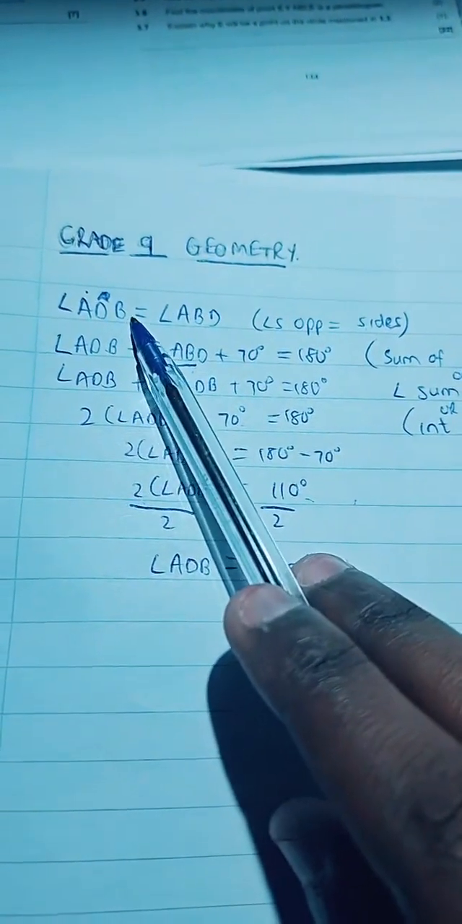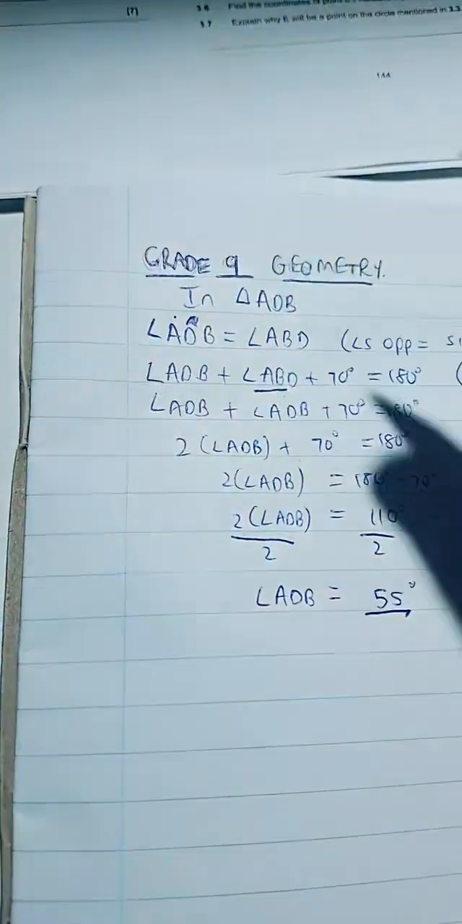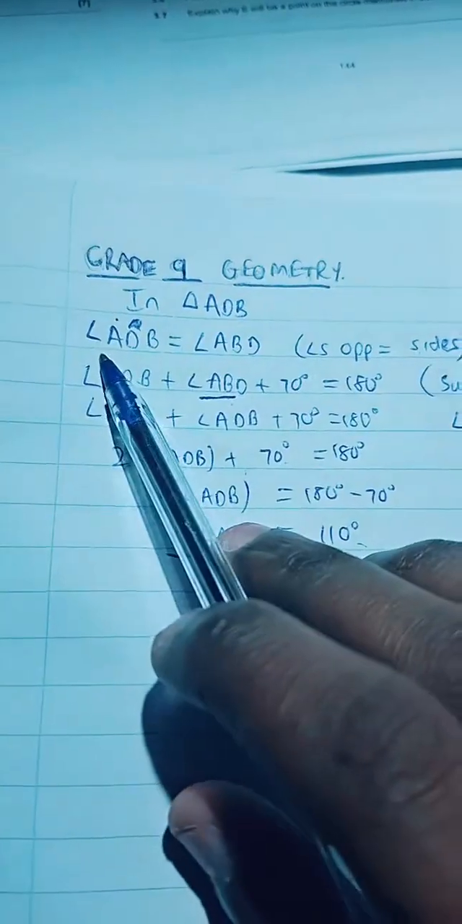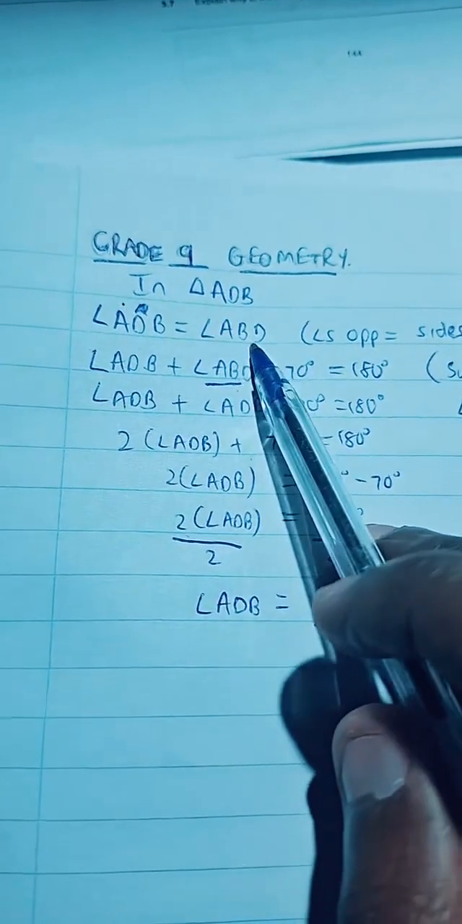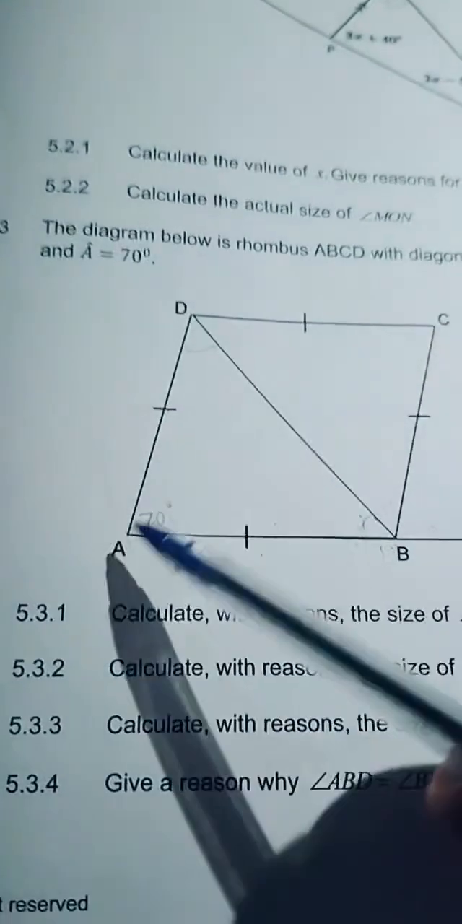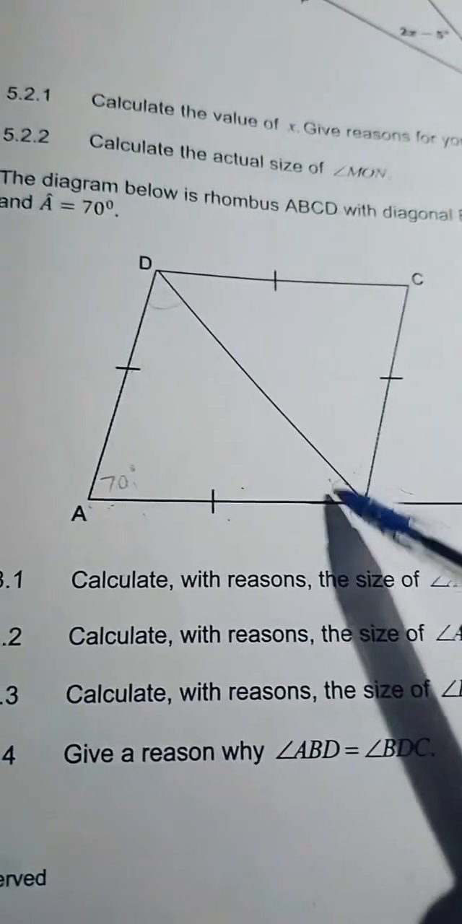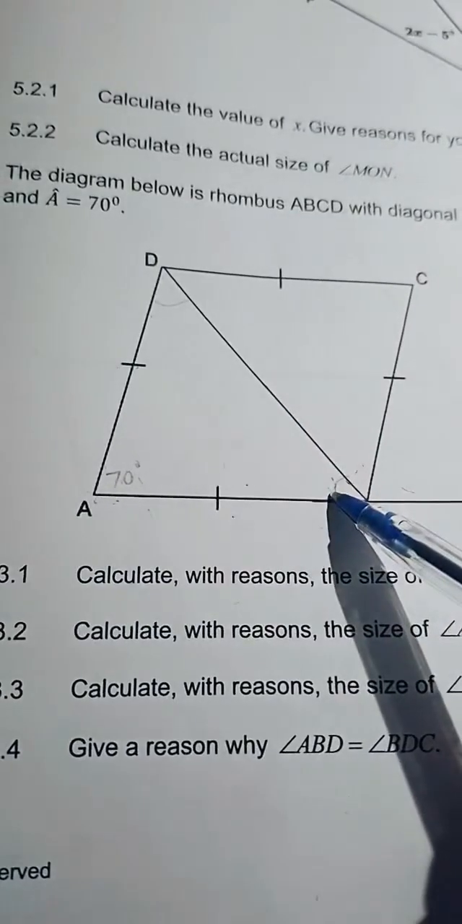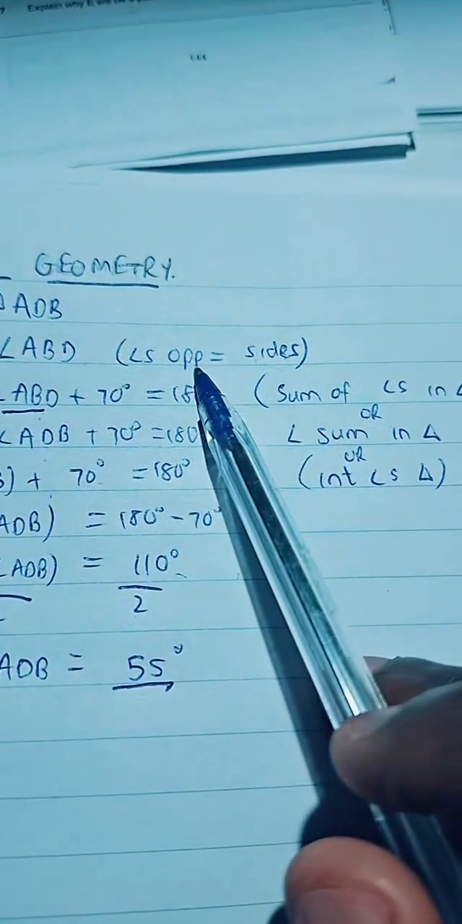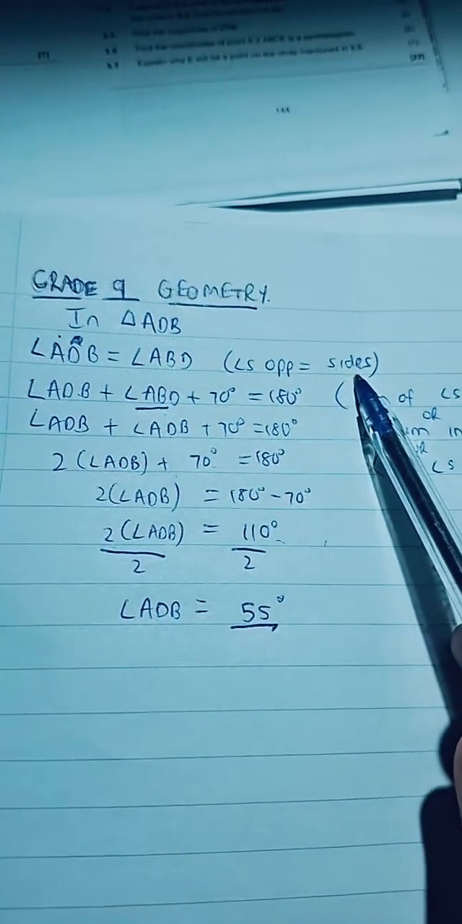So that is why you see me first and foremost saying angle ADB within the triangle. Which triangle? Triangle ADB. In that triangle, I saw that angle ADB is equal to angle ABD. In other words, angle ADB is equal to angle ABD. Those two angles are equal. Why? Angles opposite equal sides.